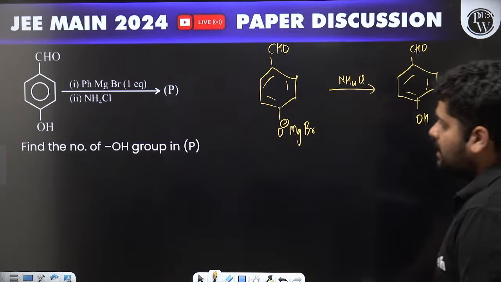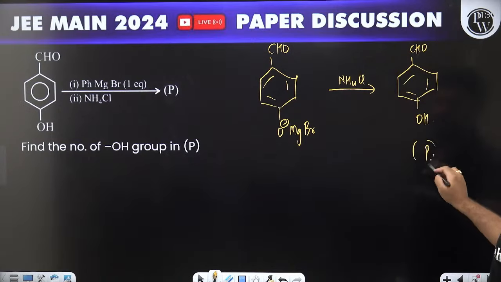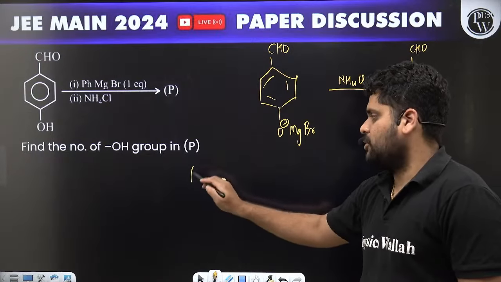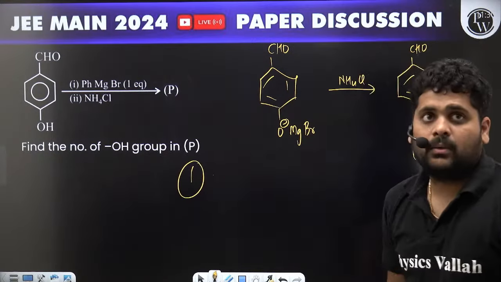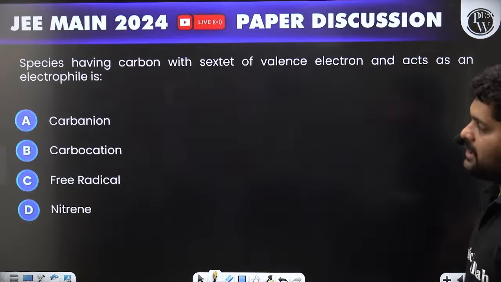So how many OH groups are there? There is just one OH group. This is our product P. The number of OH groups in our product P is equal to 1. Okay, right. Next question after this.